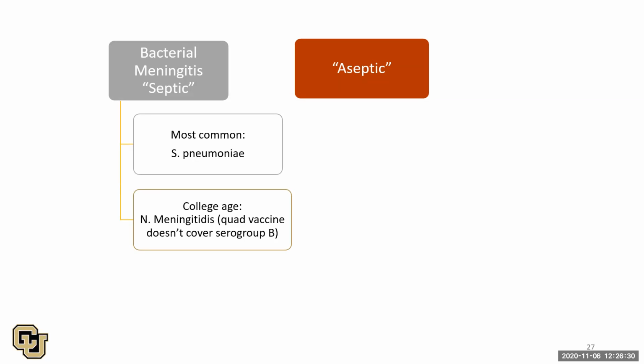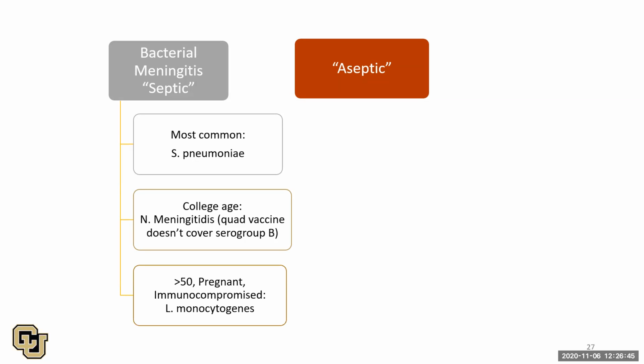Most college-age people, you also have to consider Neisseria meningitis. Remember that the quad vaccine for meningitis does not cover serogroup B, which causes about 40% of this type of meningitis. And then if the patient is more than 50, pregnant or immunocompromised, you also have to think about Listeria monocytogenes. And in the immunocompromised population, you also have to think about some anaerobes and gram-negative organisms like Pseudomonas.